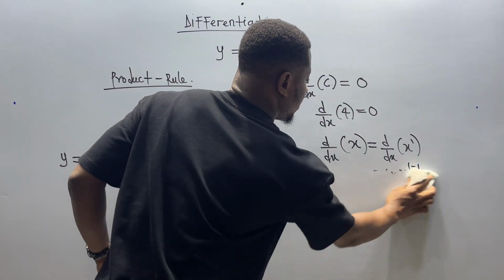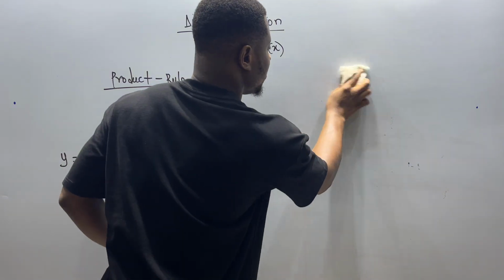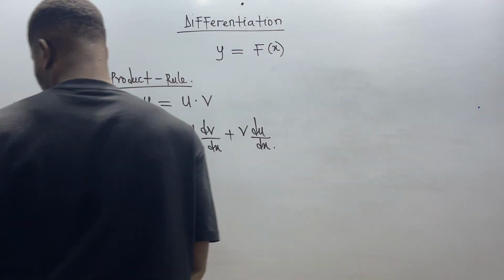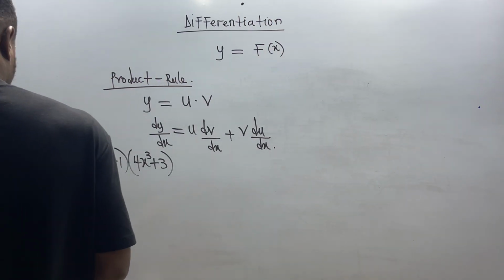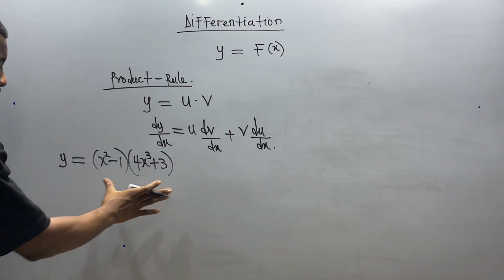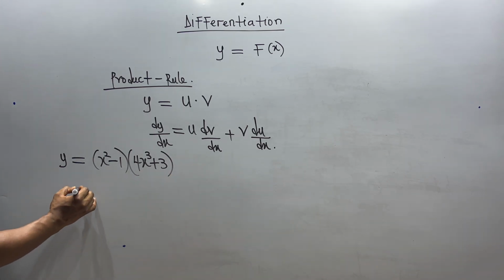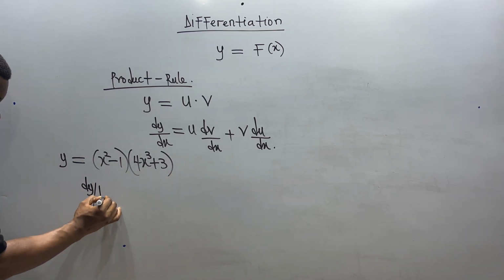So now if we take our minds back to the question that we have here, we want to apply product rule here. So we want to apply product rule to find dy over dx. What is it equal to?